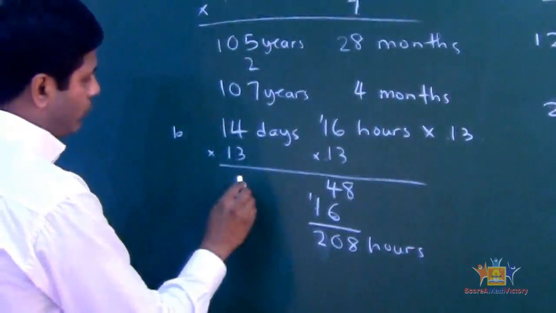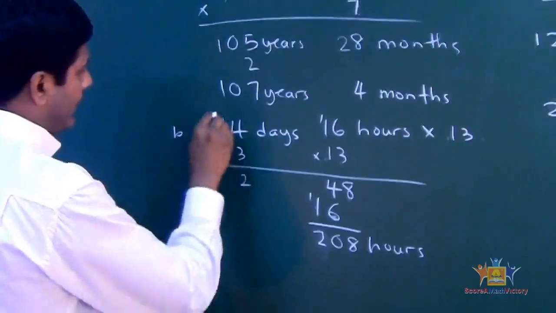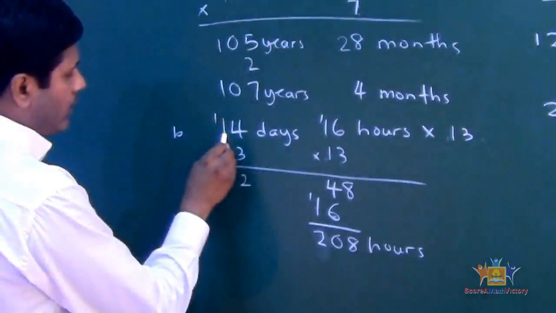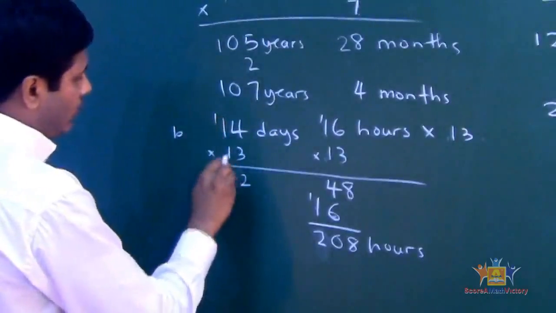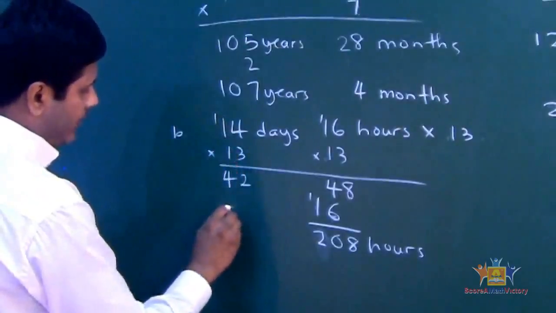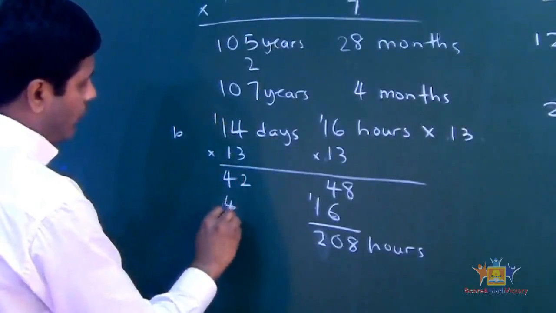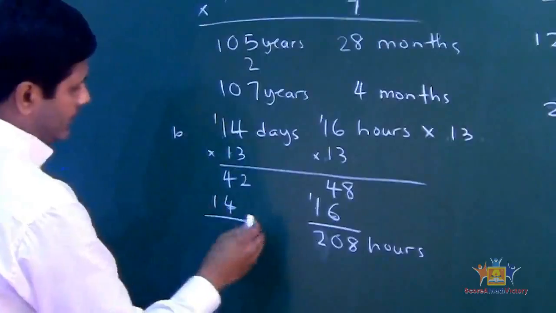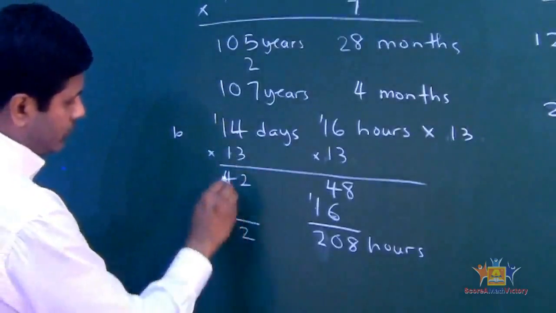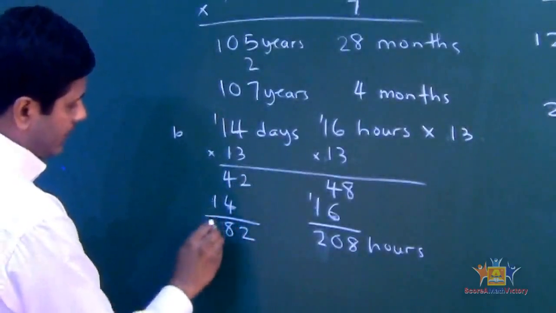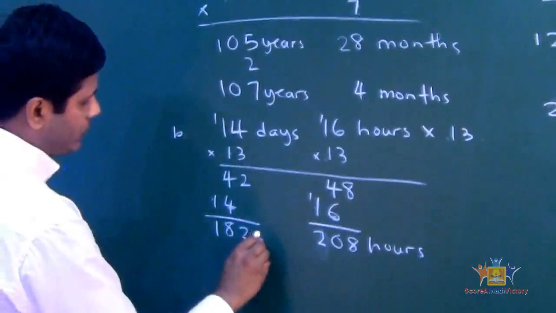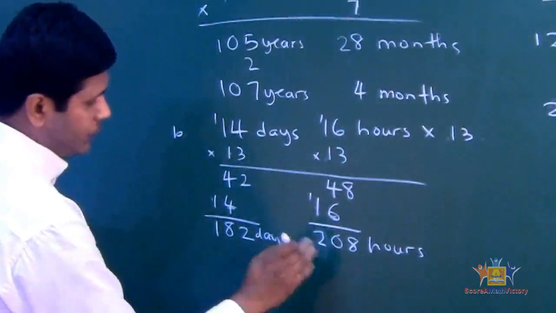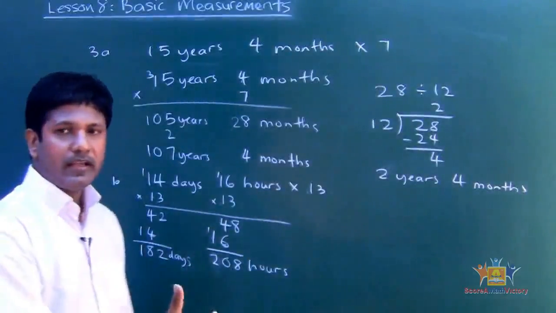3 times 4 is 12. Okay, I'm going to carry 1. 3 times 1 is 3 plus 1 is 4. Now look at this one. 1, I'm going to start right here. 1 times 4 is 4. 1 times 1 is 1. Now I'm going to add them. 2, 4 plus 4 is 8, and then bring 1. So that's 182 days. And 208 hours.